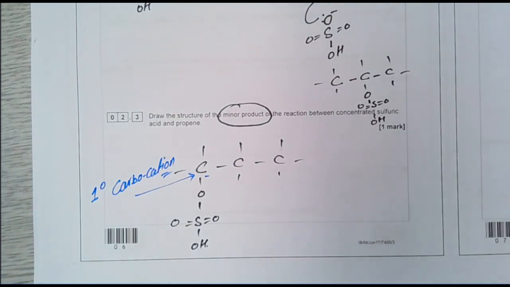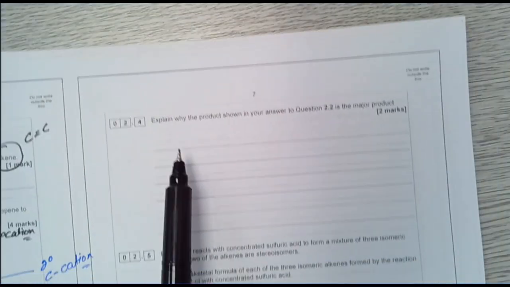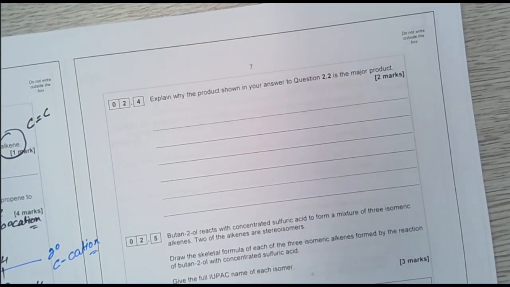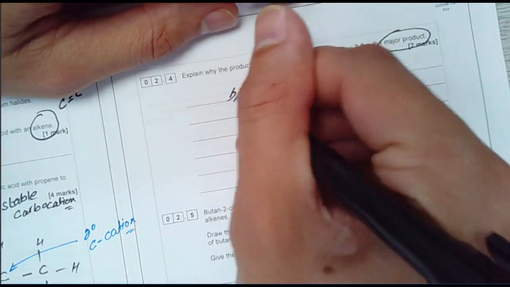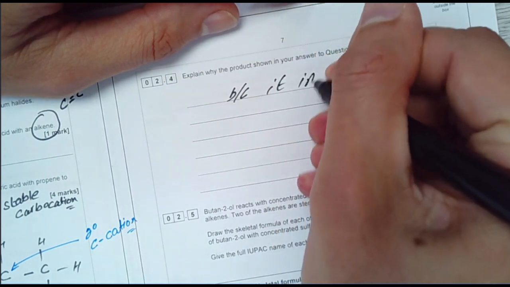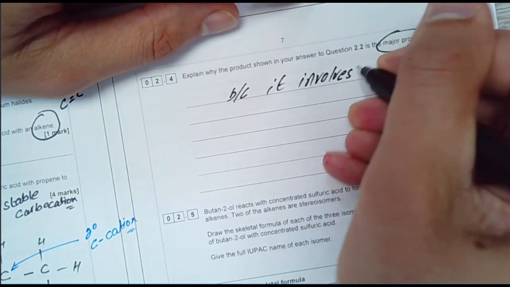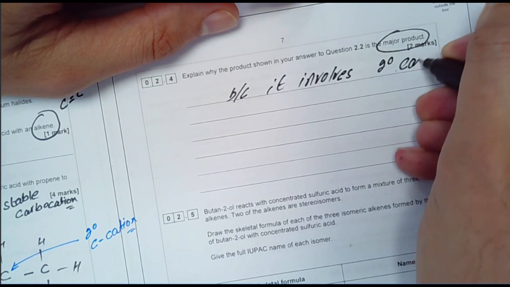Now see, because I've been annotating as I was doing this question, the next part talks about what I just wrote here. It will involve the more stable carbocation. It says explain why the product shown in your answer to question 2.2 is the major product. So I just have to say because it involves a secondary carbocation.